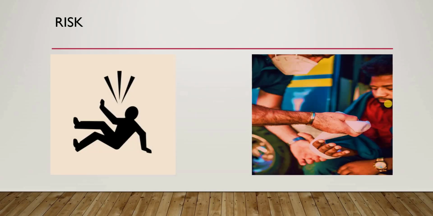You can say in this picture, this is the likelihood: a person has fallen down due to any reason. It might be leakage of water, petrol, or anything else. It might be a wet floor, and you can say that his arm got injured. So this is the consequences and this is the likelihood.